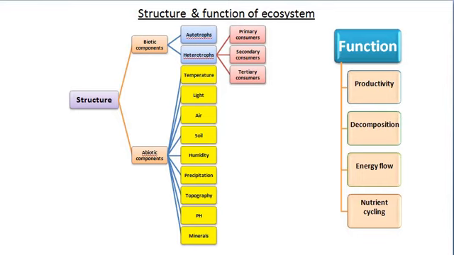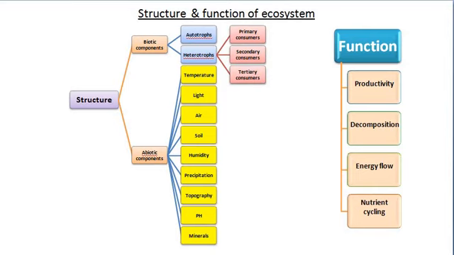Then abiotic components, which are the non-living components, will include temperature, light, air, soil, humidity, precipitation, topography, pH level, and minerals. And here it should be noted that abiotic components may vary with the variation of the latitude or longitude. That means the geographical location of any ecosystem. Because with the change in the latitude and longitude of any ecosystem, the position of the sun will change, and that is why the precipitation frequency will change, then humidity will change, and it will also depend upon the topography, that means the type of the soil. And like that, these are the structure of an ecosystem.